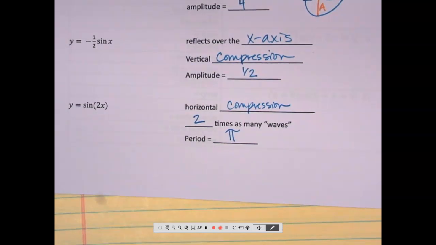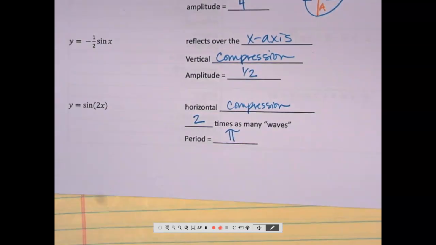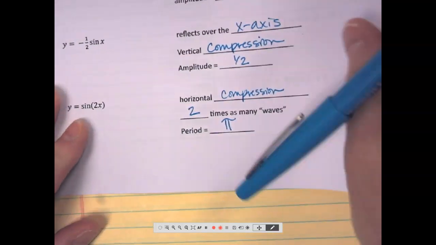So it was cut in half, whereas I had 2 times as many waves. But doesn't that make sense? If I'm squeezing in twice as many, then that means in half that distance I'm completing one. That's a little confusing, isn't it? Okay.